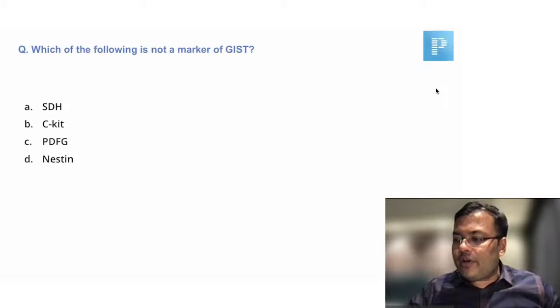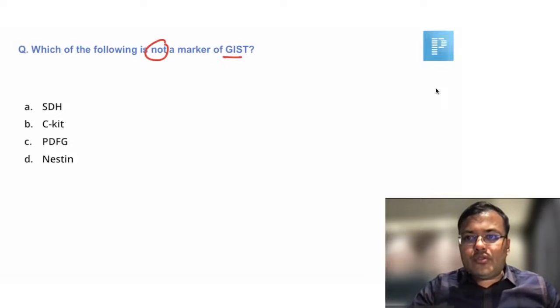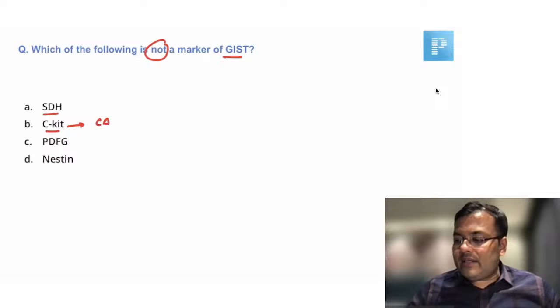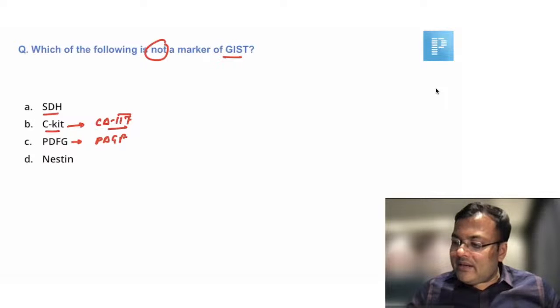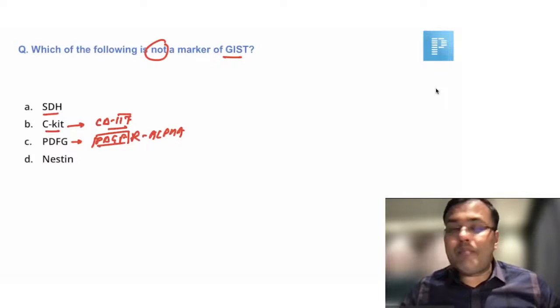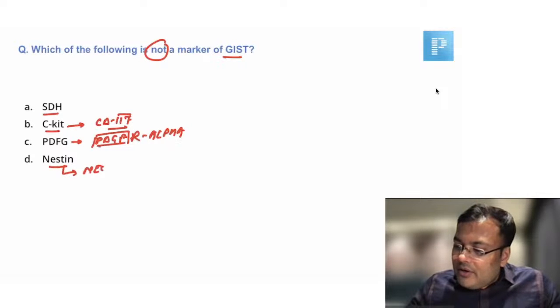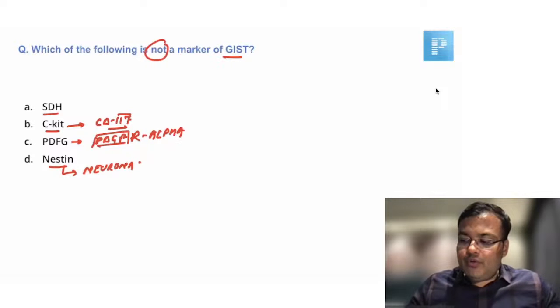Next question, guys. Which of the following is not a marker for GIST? GIST, that is gastrointestinal stromal tumor. If you remember some kind of change in the option, please let us know. Now, for GIST, SDH is a marker. CKIT, the marker is CD117, the tyrosine kinase receptor. PDGFR alpha, platelet-derived growth factor receptor alpha, is also a marker. But nestin is a marker for neuronal stem cell. So this is not a marker for GIST.